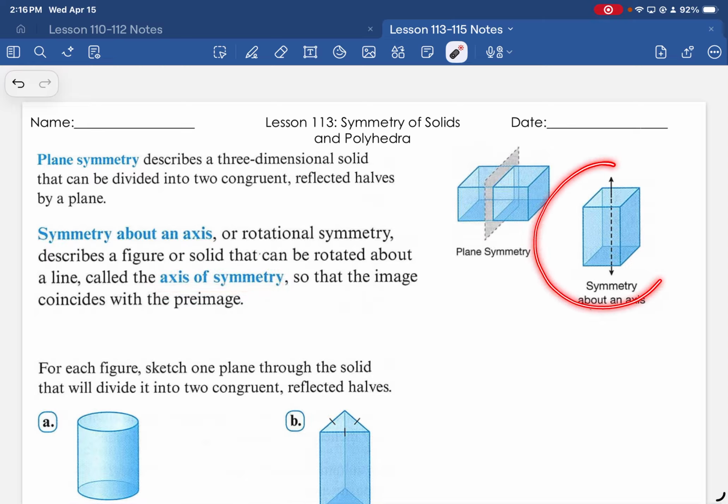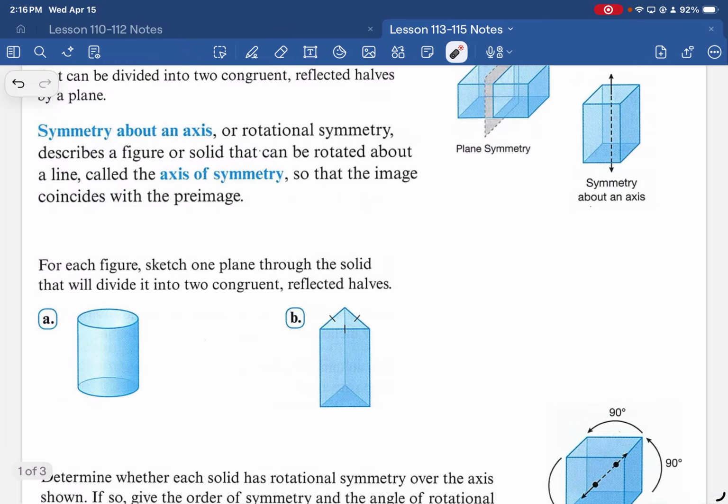So if you're looking over here, if you rotate it clockwise about this axis, you can rotate it twice because it'll turn horizontally, right? And then it'll turn right back up vertically. So it's got an order of 2. Later on, we'll go into that more.